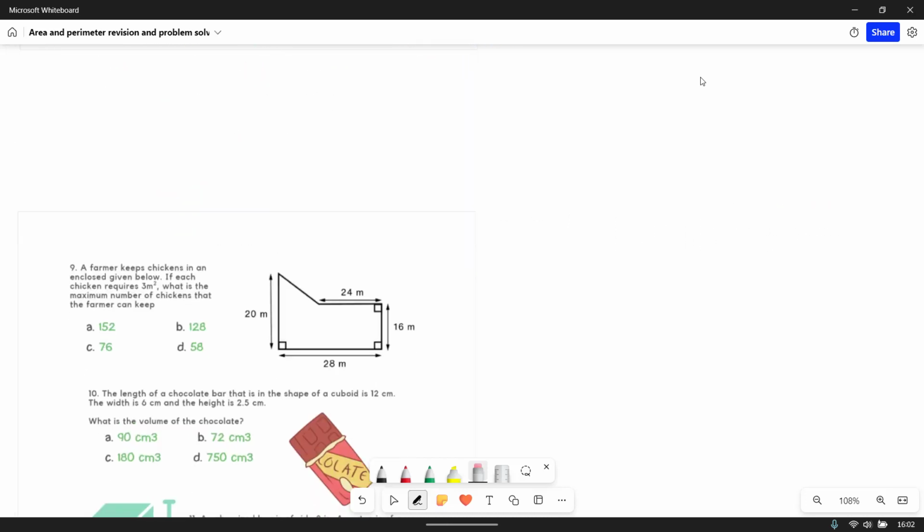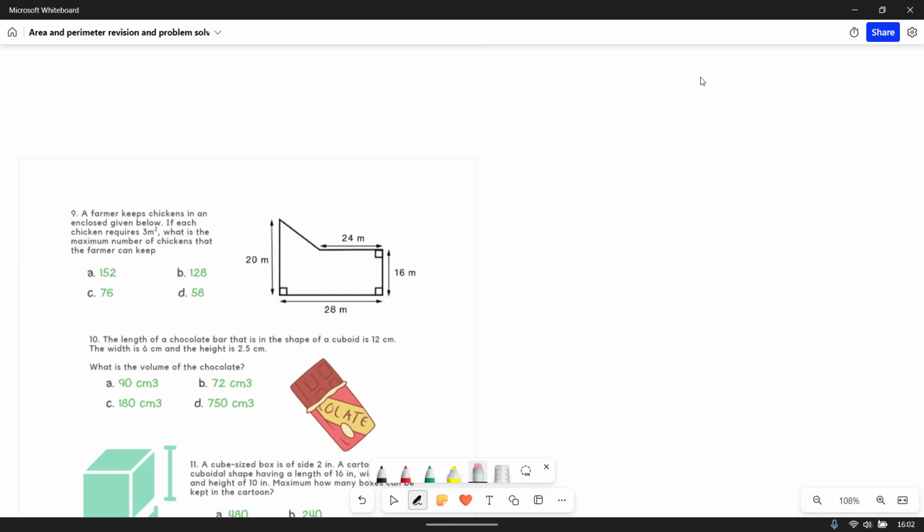Let's move on to the next one. A farmer keeps chickens in an enclosure. Given each chicken requires 3 meters squared, what is the maximum number the farmer can keep? So we've got to find the area of this and divide by 3. Okay, so let's divide this area up first. This is 24, this is 28. That means this bit is 4, and this bit is 16. This is 20, which means this is also 4.